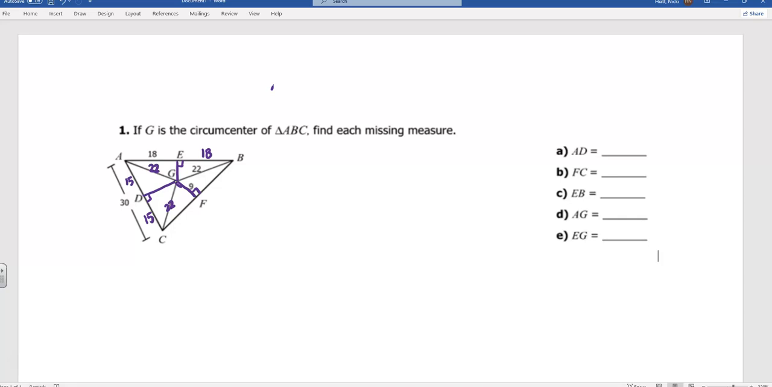All right. So some of these that ask us are the ones I've just filled in. I'm just filling in the ones that are pretty easy to find because they are the same or they're just half. So they asked for AD, that one's going to be 15. They asked for FC. FC is not as easy to find. Any ideas on what we can do for FC?